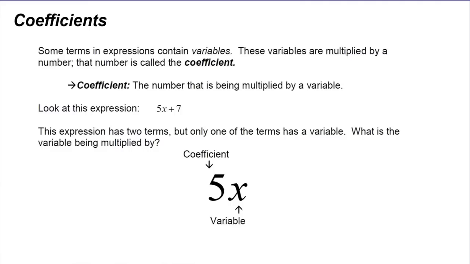So if we look at this expression, 5x plus 7, this expression has two terms, but only one of the terms has a variable. What is the variable being multiplied by? Well, the variable is x. So this is our variable. We already know what one of those is. And x is being multiplied by 5. So we say 5 is the coefficient, not 5x, just 5. 5 is the coefficient. So coefficients, again, are simple concepts here with a big fancy word. So it's the number that's being multiplied by the variable.